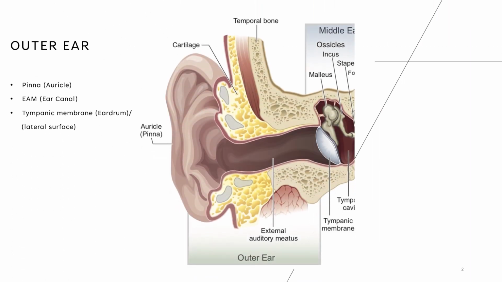The auditory apparatus is divided into three sections. The first section is the outer ear, which is composed of the pinna, the external auditory meatus, and the tympanic membrane. The pinna is the visible part of our outer ear. The external auditory meatus is also called the ear canal, and lastly, the tympanic membrane is called the eardrum.